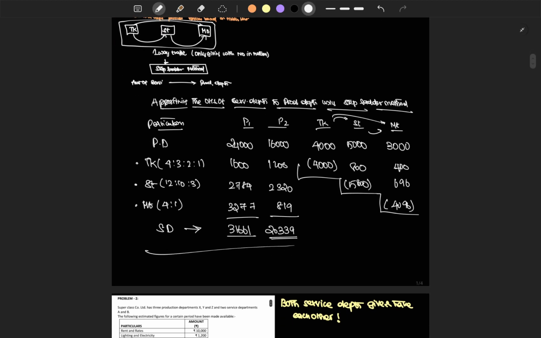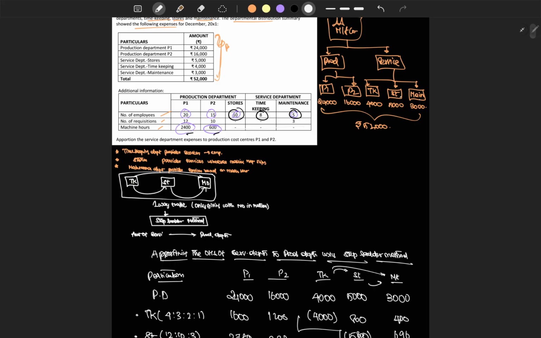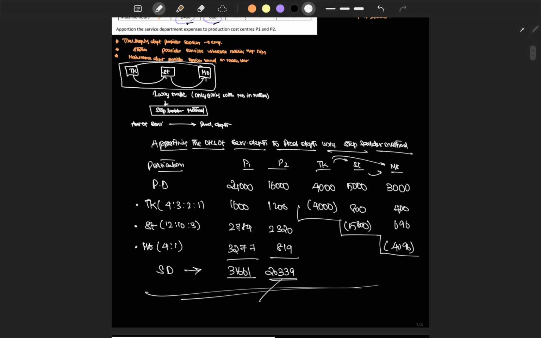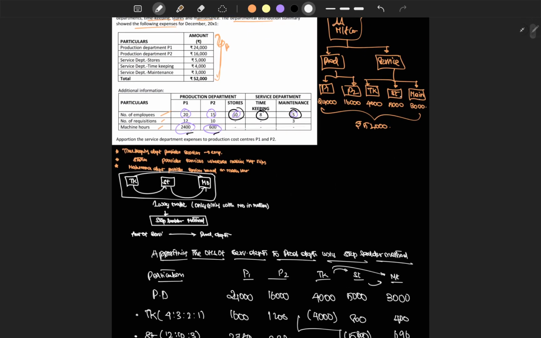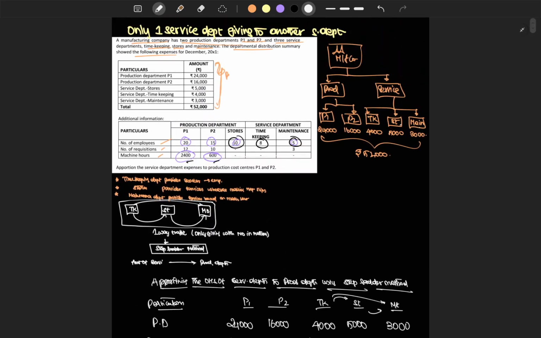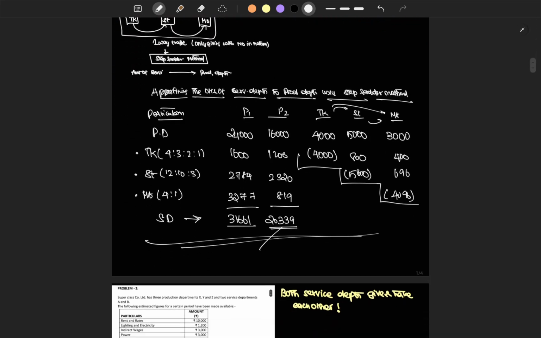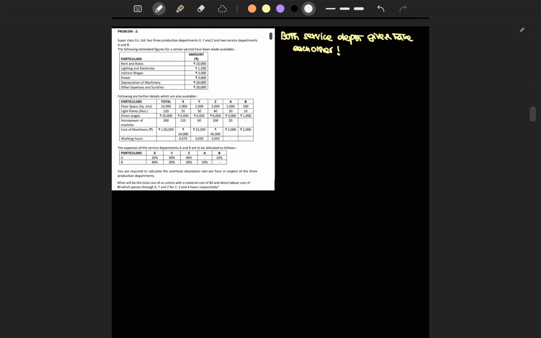So yeah, the problem is over. As we were asked in the question, we have apportioned the service department expenses to the production cost centers. It's a simple sum, and sometimes it might be confusing, but by practice we can easily master this sum. Okay, let's go to the next sum.